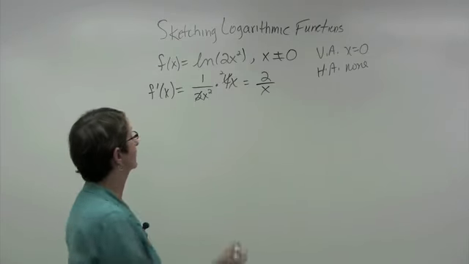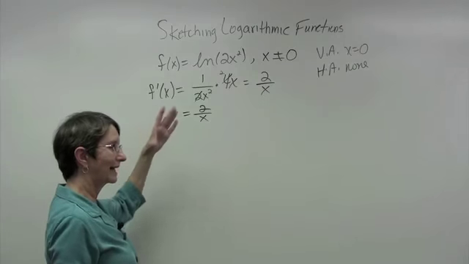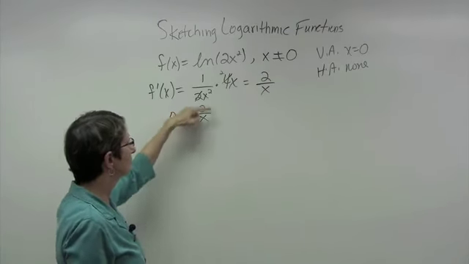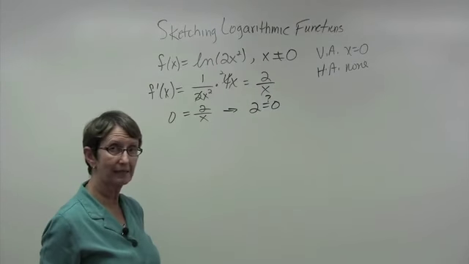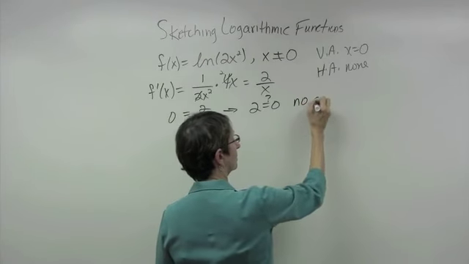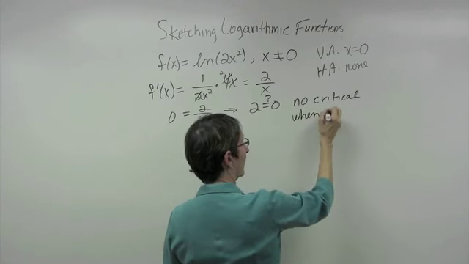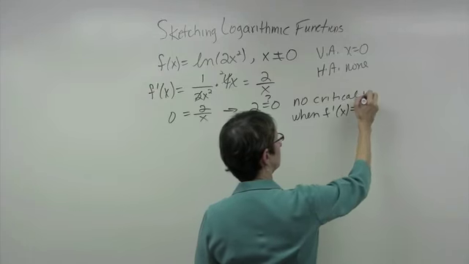So now we set it equal to 0. And we find out that we don't have anything that's going to make this fraction 0. Remember that for a fraction, to get a 0, the numerator has to equal 0. And that can't happen. That's impossible. Okay? So there is no critical number when f prime of x equals 0. No critical number.